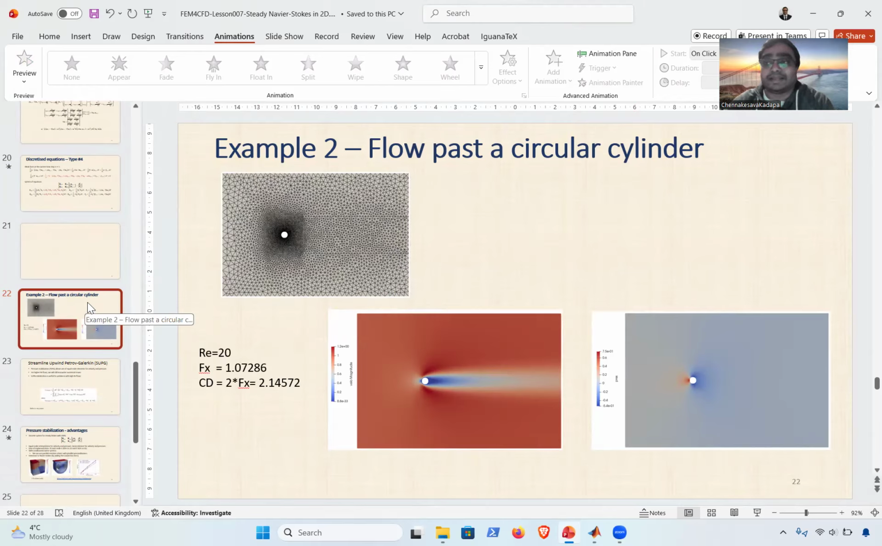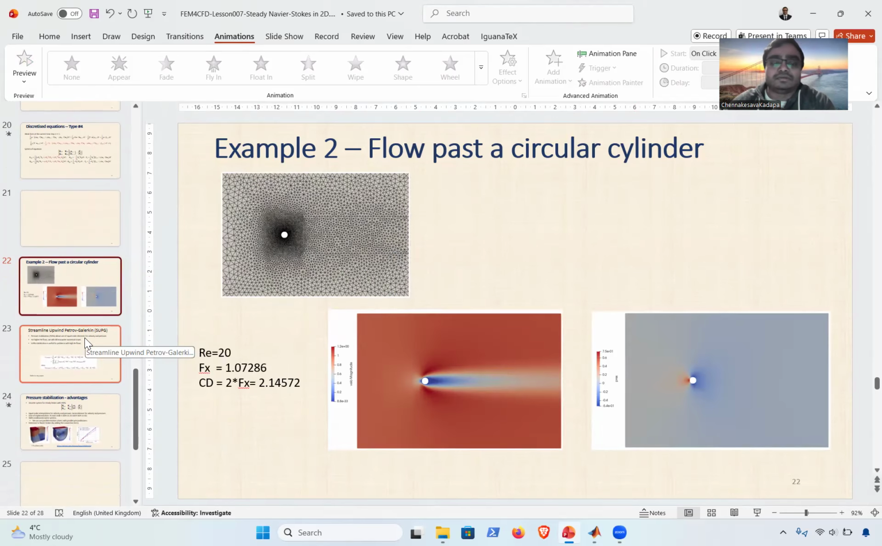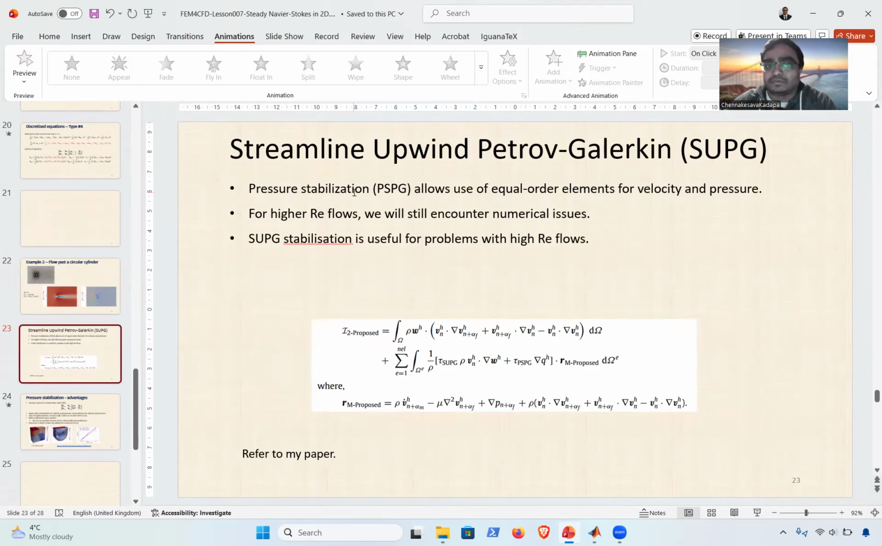If you want to solve for higher Reynolds number flows, then we can add additional stabilization, what we call streamline upwind Petrov-Galerkin, which is what we have used for getting rid of spurious oscillations in convection dominated flows. So we use the same here for stabilizing high Reynolds number flows. This is applicable to equal order elements, where we can use PSPG, or we can also use SUPG with inf-sup stable elements for high Reynolds number flows.